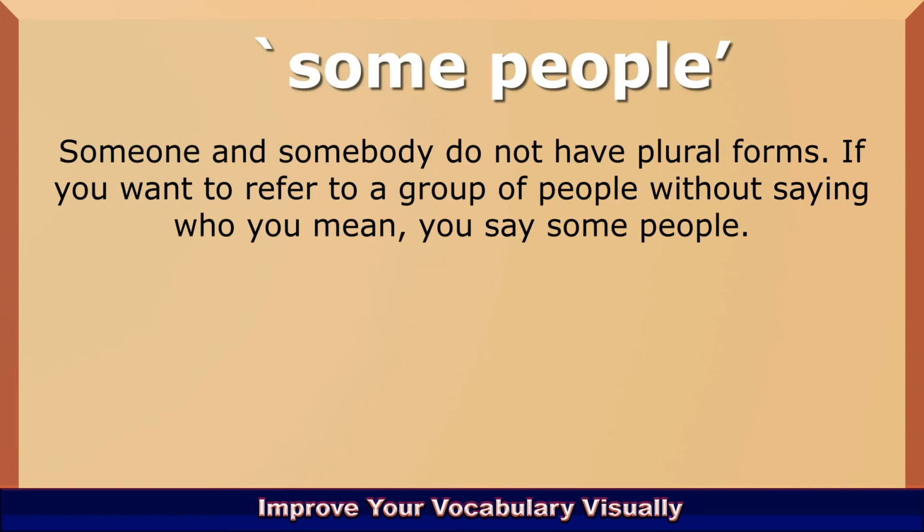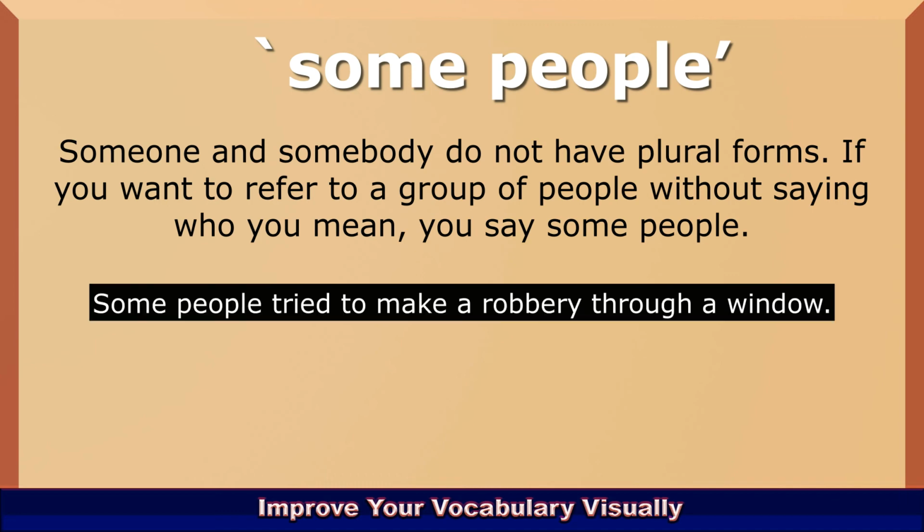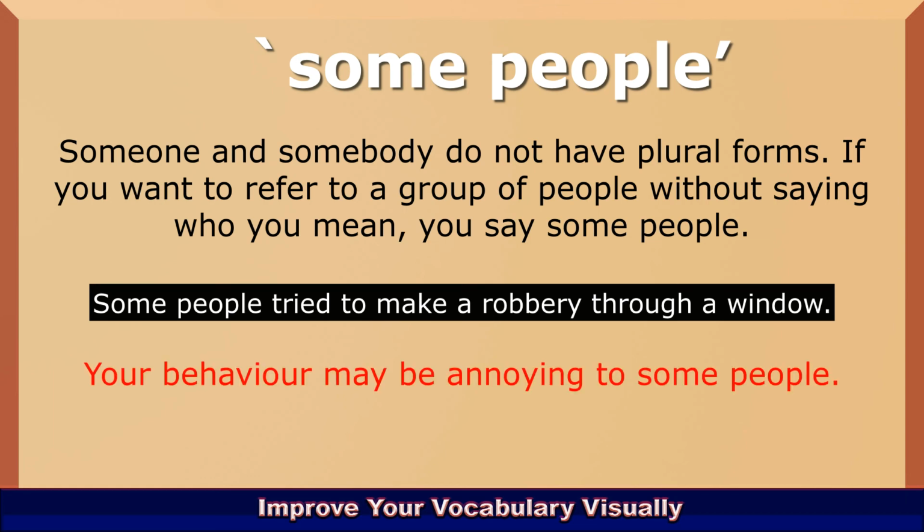Number four, some people. Someone and somebody do not have plural forms. If you want to refer to a group of people without saying who you mean, you say some people. For example, some people tried to make a robbery through a window. Kuch logon ne khidki se dakaiti ki koshish ki. Your behavior may be annoying to some people. Aapka ravaiya kuch logon ko pareshan kar sakta hai.